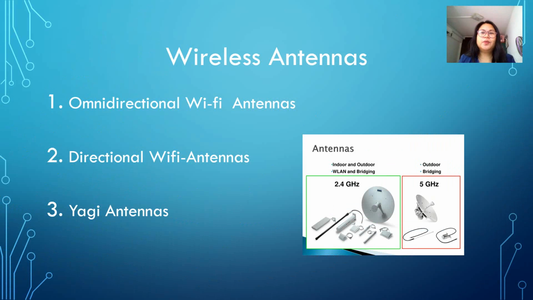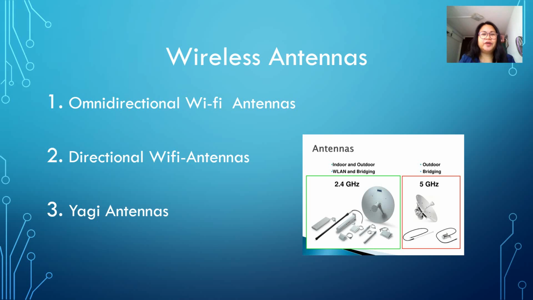Let's discuss the wireless antennas. We have the omnidirectional Wi-Fi antenna. We have the directional Wi-Fi antennas and the Yagi antennas. Omnidirectional Wi-Fi antennas are found in factory Wi-Fi gear and often use basic dipole antennas, also referred to as the rubber duck, designed similar to those used in walkie-talkie radios. It provides 360 degrees coverage.